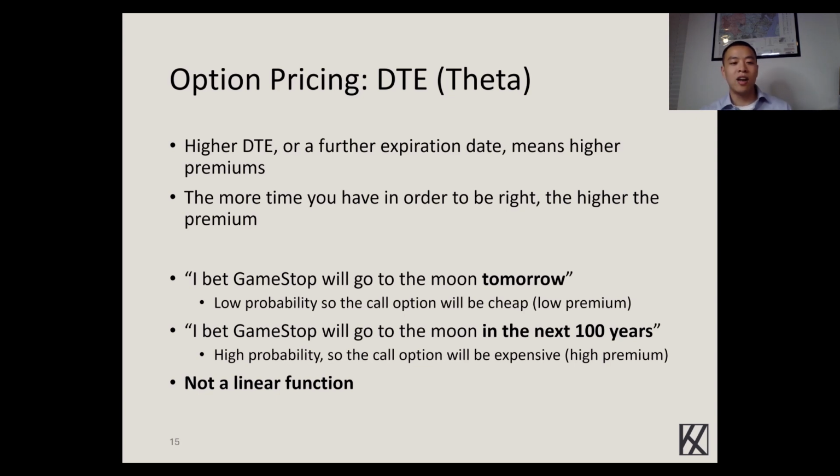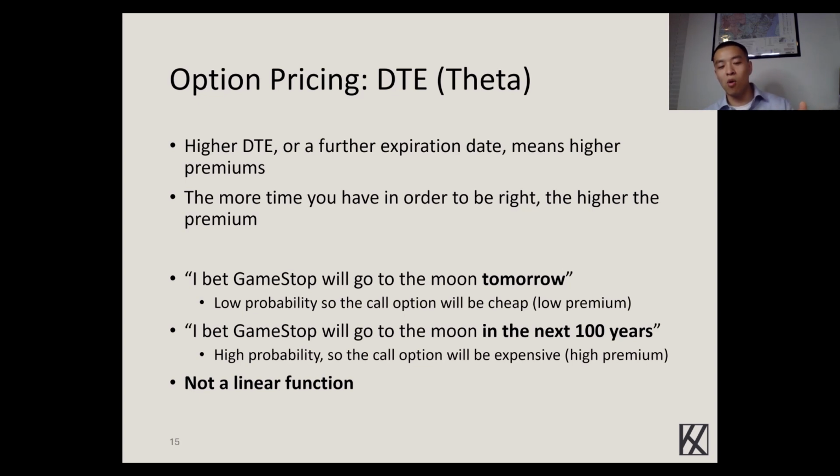The example I used here, I bet that GameStop will go to the moon tomorrow. That's a pretty low probability. I've been saying that for the last 3 years. It's probably not going to happen tomorrow. So I'm going to be paying a low or cheap price for that option, compared to, let's say, I bet that GameStop will go to the moon in the next 100 years. Okay, now that has a high probability of happening because I have so much time for that to be right. So that option I'm buying is going to be more expensive, or it's going to have a higher premium.